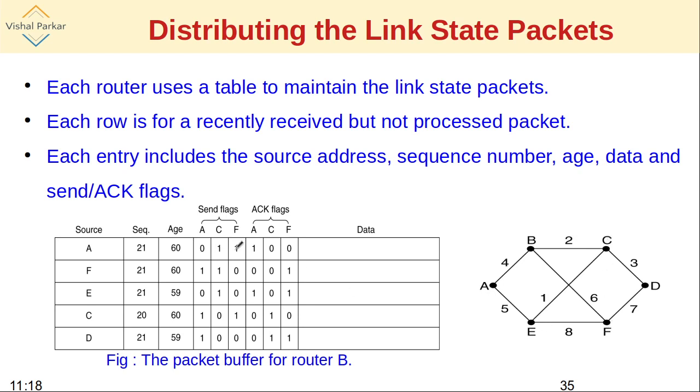That's how, as the packet was received from A, B will not send it back to A. That's why the send flag for A is 0, whereas the send flags for C and F are 1, indicating the packet which is received from A is only to be sent to C and F. But as the packet was received from A, B has to acknowledge only A, not C and F. Similarly, the entry is there with F.